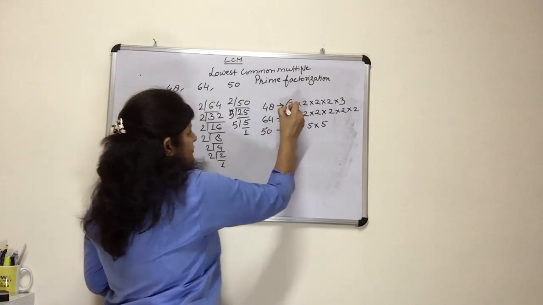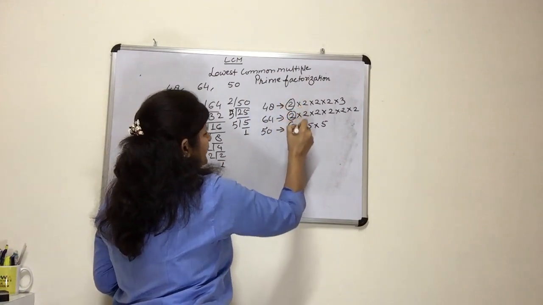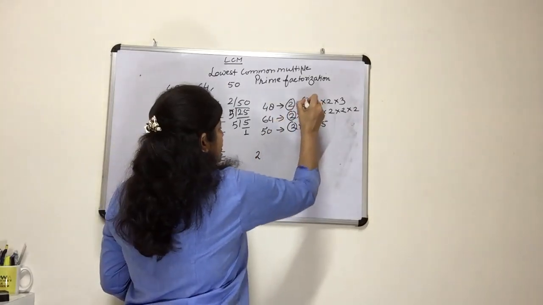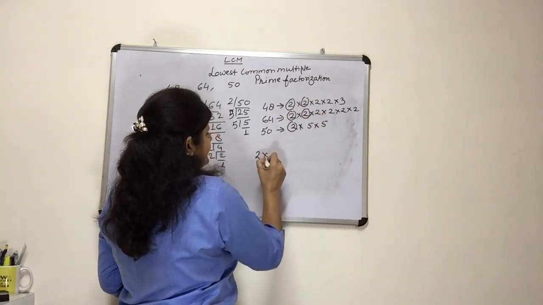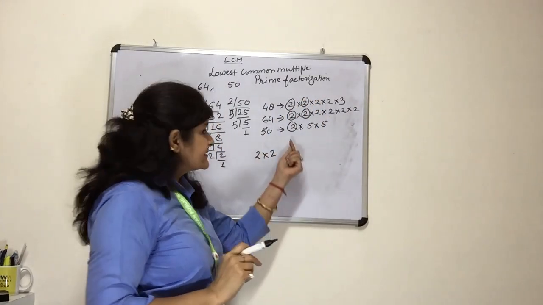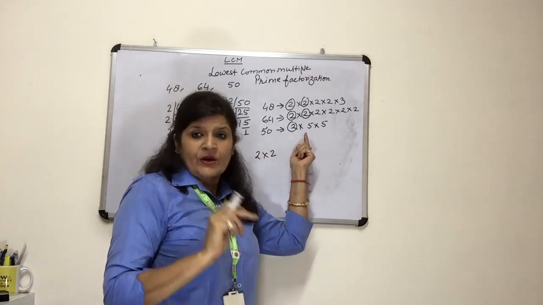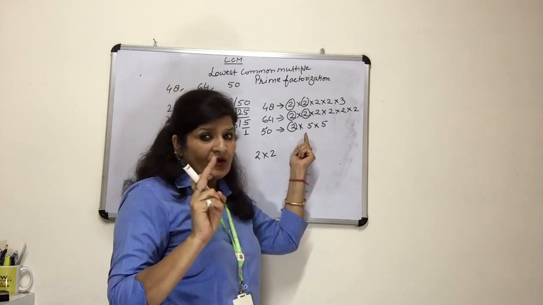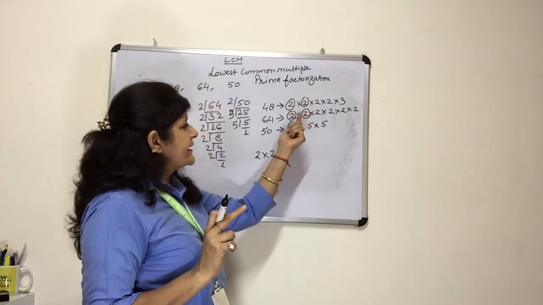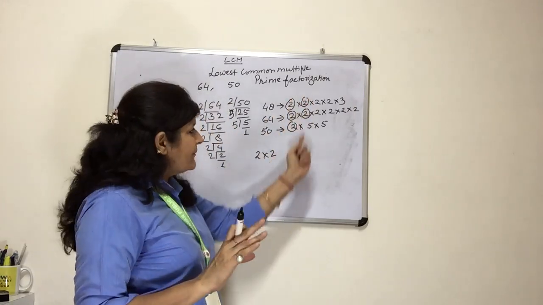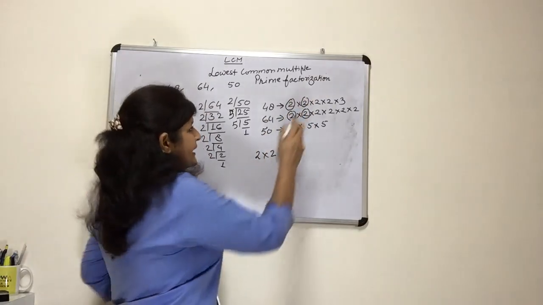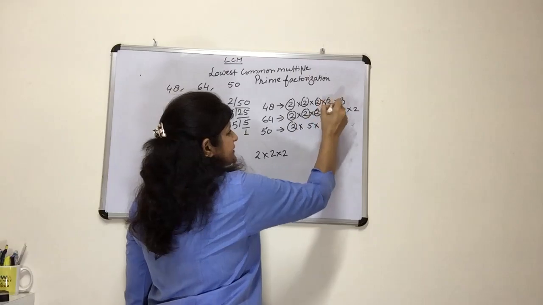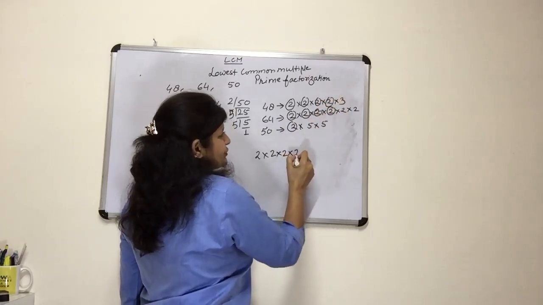First 2, 2 and 2, so we will write 2. This 2, this 2, so we will write 2. Now just look here: when we are doing the HCF, we just find the common factor. And here we are finding whatever is common among all these three. Now this 2 and this 2, so we will write 2. This 2, this 2, so we will write 2.